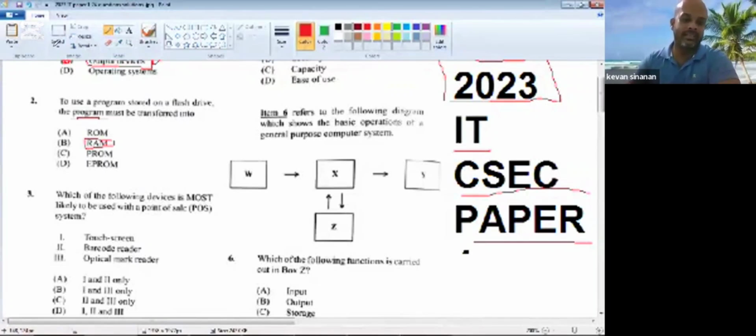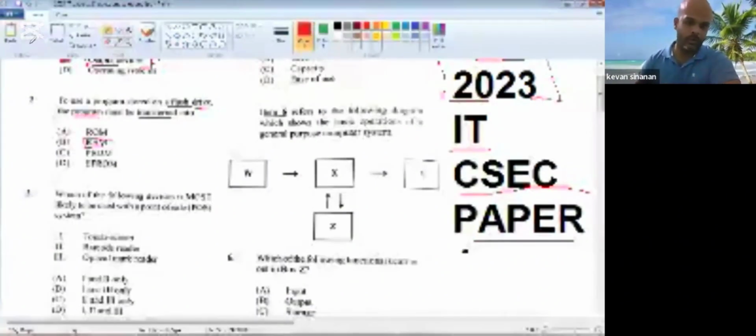But the question is asking us, the program that comes from the flash drive has to be transferred onto which of these devices? Now, random access memory is memory that is volatile. Well, what that means is when the computer is powered off, the random access memory loses all of its information. So therefore, the answer for this question is B, the random access memory.